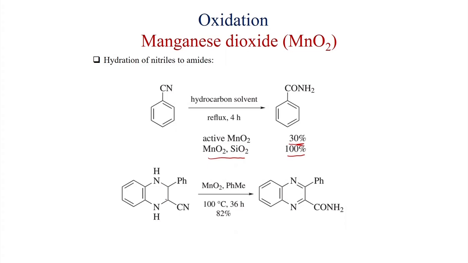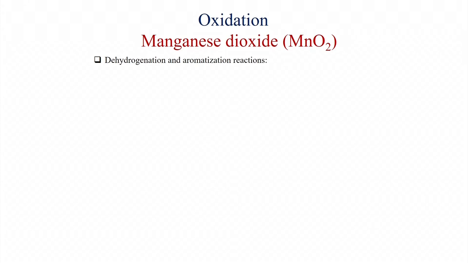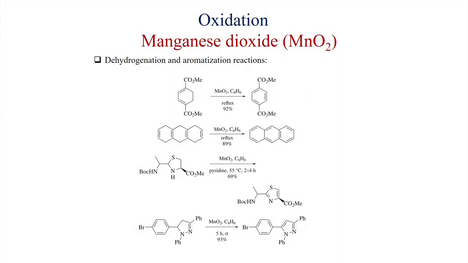Here a heterocyclic motif is present with the nitrile group, and with MnO2 condition, these groups are undisturbed, but aromatization plus cyanide hydrolysis is happening. So, this is dehydrogenation or aromatization that we will also discuss later. Manganese dioxide, toluene, 100 degrees centigrade gives this product in very good yield, 82%. Dehydrogenation and aromatization reactions: previously we have seen DDQ is mainly used for these, but manganese dioxide also can do this kind of reaction.